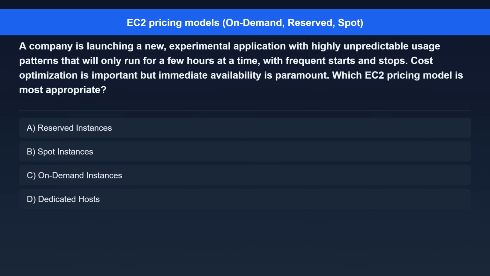Question 4. A company is launching a new, experimental application with highly unpredictable usage patterns that will only run for a few hours at a time, with frequent starts and stops. Cost optimization is important, but immediate availability is paramount. Which EC2 pricing model is most appropriate? Option A. Reserved instances. Option B. Spot instances. Option C. On-demand instances. Option D. Dedicated hosts.